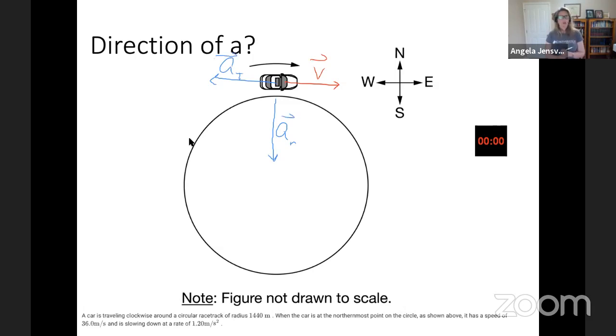Right? So it has 2 components of acceleration. So to get the overall direction of acceleration, in order to describe the acceleration, I would say south of west or west of south. Either of those would be good. So I hope you had enough time to do that.